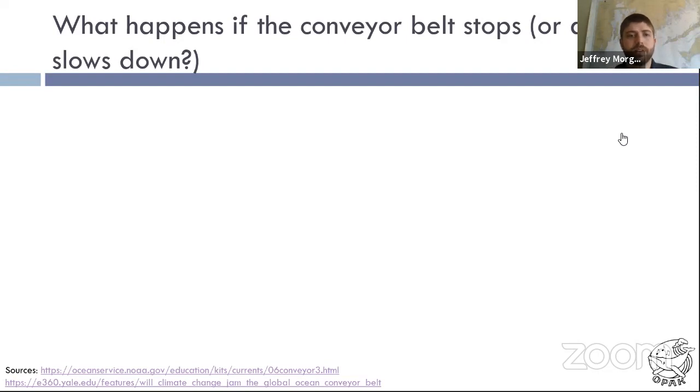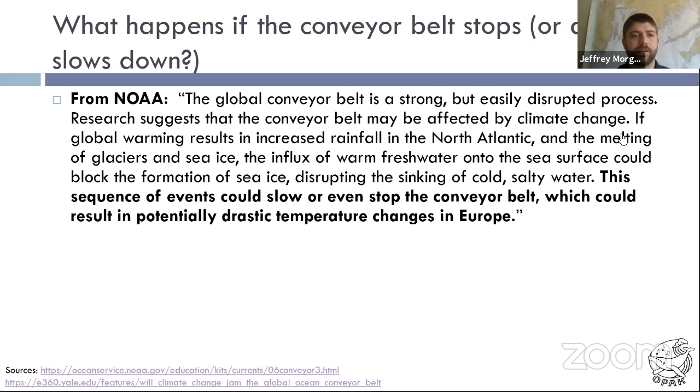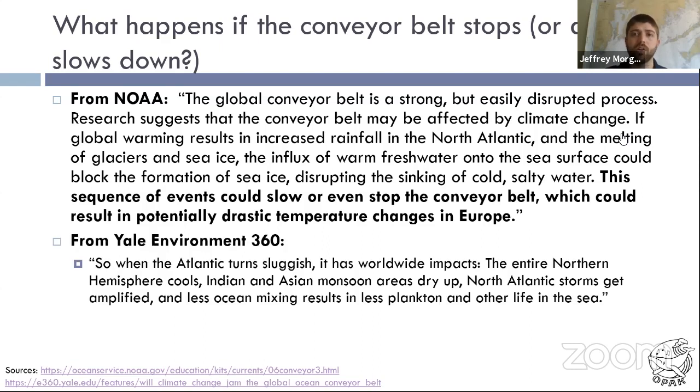And there has been a lot of research on this, and I'm not going to read the whole clips here, but I have the links to these articles about conveyor belts stopping. Basically, the sequence of events that would lead to this slowdown could result in drastic temperature changes for Europe. So we could lose that 20 degree difference. It could actually get a lot colder in Europe and a lot hotter at the poles because we wouldn't be moving all of that heat flux.